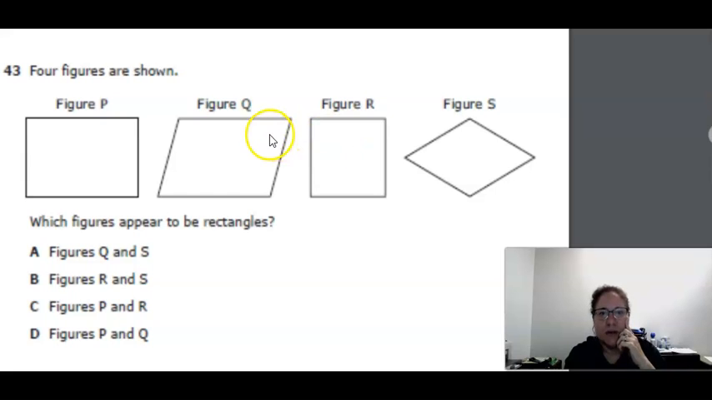So what's wrong with Q? Does not have right angles, correct? Same problem with figure S. There's a pair of obtuse angles and a pair of acute angles. Q and S are not rectangles. So our answer is letter C. Figures P and R appear to be rectangles. Okay, you guys are ready. Good job.